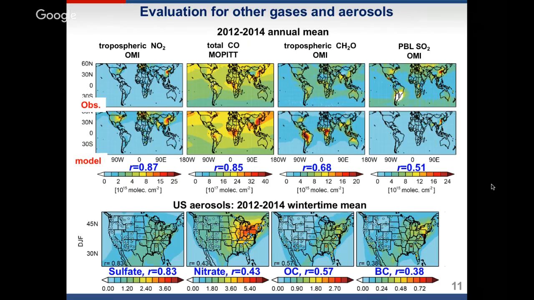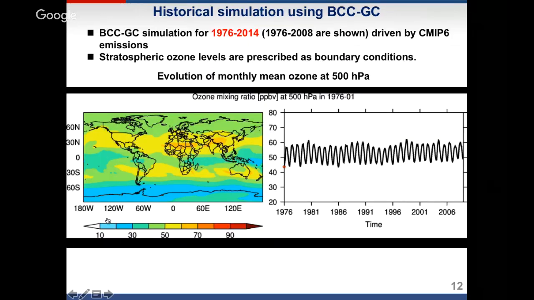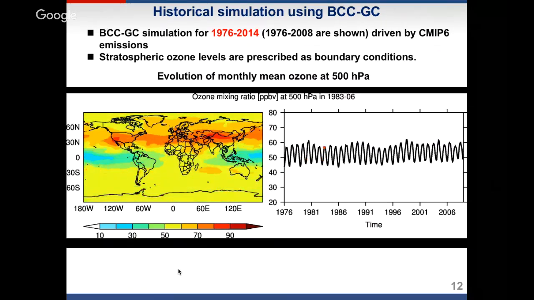And finally, we have used the model to conduct a long-term historical simulation for about 40 years. This movie shows the evolution of monthly mean ozone at 500 millibar. I'm not going to make any scientific points here, but I just want to share with you that the model is reliable and stable for such a long-term historical run. So it should be ready for relevant studies like long-term trend analysis or interannual variability analysis.